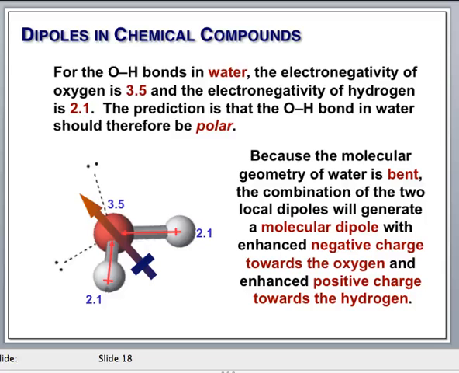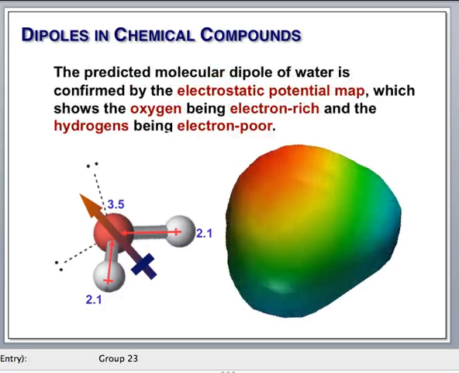Now we can calculate an electrostatic potential map for this. When we do this, it looks like this. Once again, here's our oxygen. Our hydrogens are here and here. And our dipole starts down here at the hydrogen end, working up towards the oxygen. So our conclusion here is that the OH bonds in water are polar. Because the geometry of water is bent, we wind up with a molecular dipole, which we show in our electrostatic potential map here.